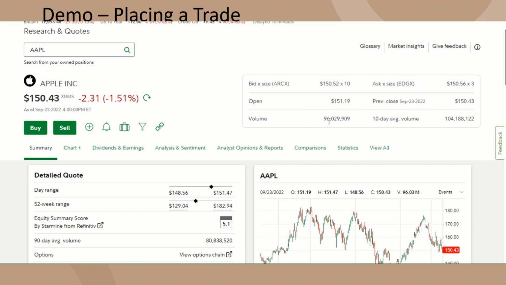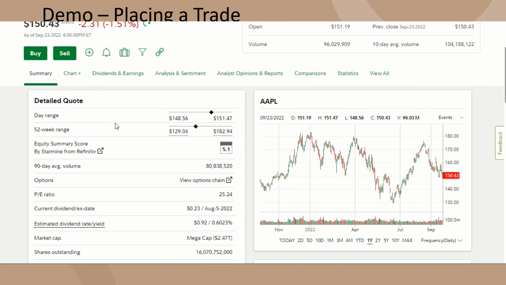And this is the volume, which is 96 million that was traded yesterday. And this is the 10-day average volume, which is 104 million. So you see that the volume is close to the average. If it is exceedingly more, like 140 million, then there's a lot of buying activity going on in the Apple stock. And this you see is the day's range, ranging from $148 to $151. Sometimes if it is very volatile, it could be even a $5 or $10 range.